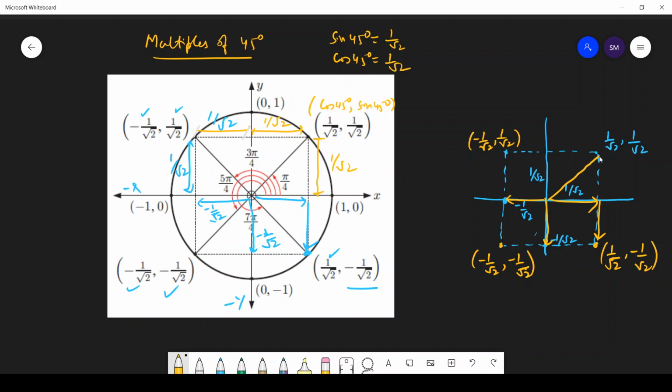Now if this angle is 45 degree, what are the coordinates of this point? This is 0, 1, we already know it. Now this 45, this is again plus 45, again you are adding 45, again you are adding 45, again you are adding 45, and here also again you are adding 45, and here again you are adding 45 degree.